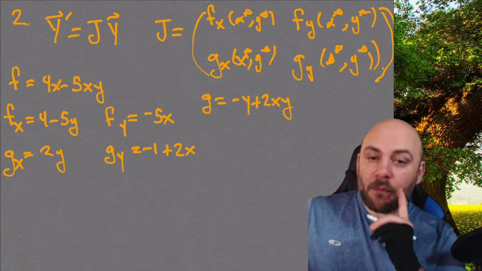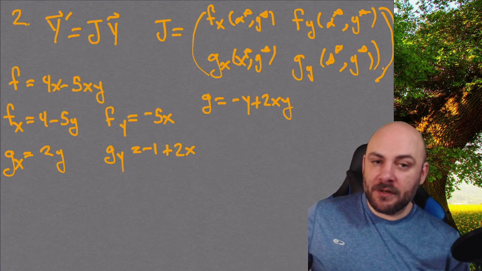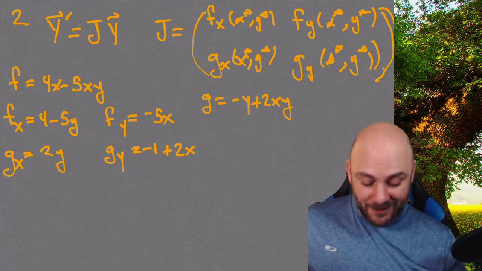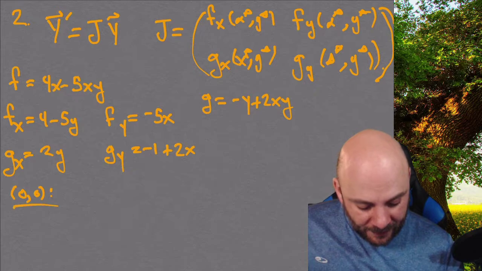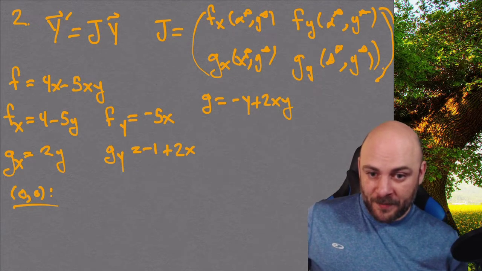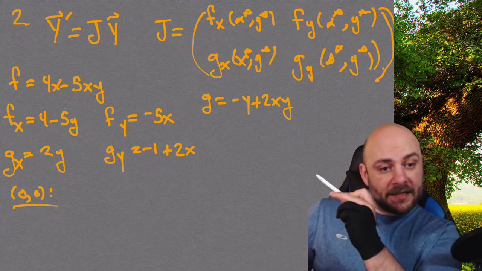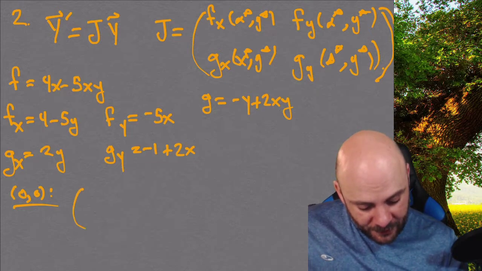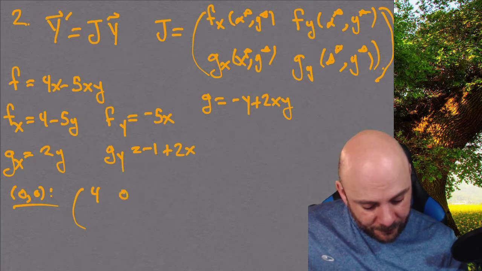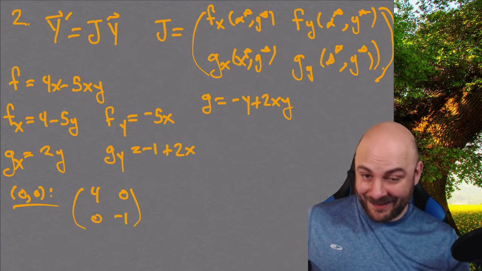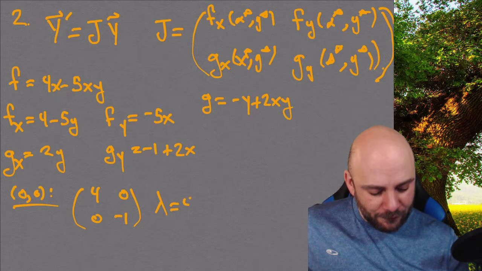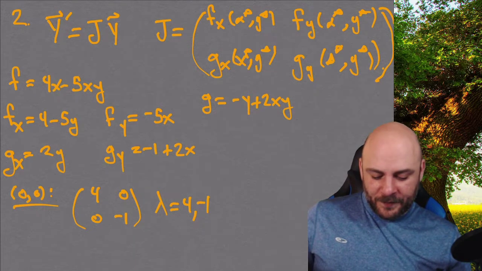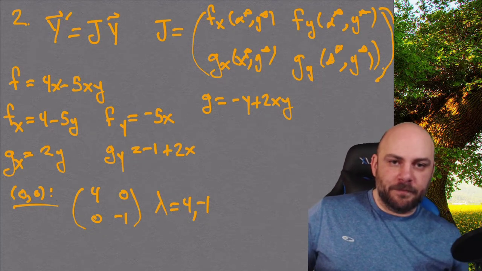Now we're going to do each equilibrium point in turn. My first equilibrium point to study is the origin. So I'm going to take 0, 0 and plug it into all those terms. My matrix becomes 4, 0, 0, negative 1. Oh, that's a nice matrix. That means my eigenvalues are 4 and negative 1. What kind of fixed point is the origin?